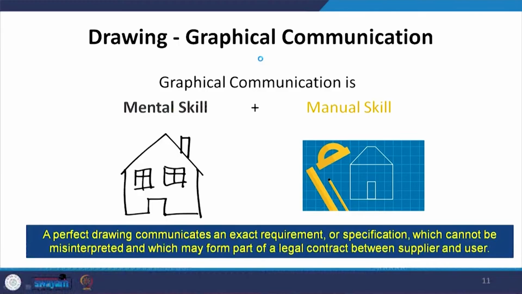So when we are talking about graphical communication, we are basically looking at both the mental skill, where you have to perceive things, visualize, imagine what is going to happen, and then the manual skill to translate all that imagination onto the paper.